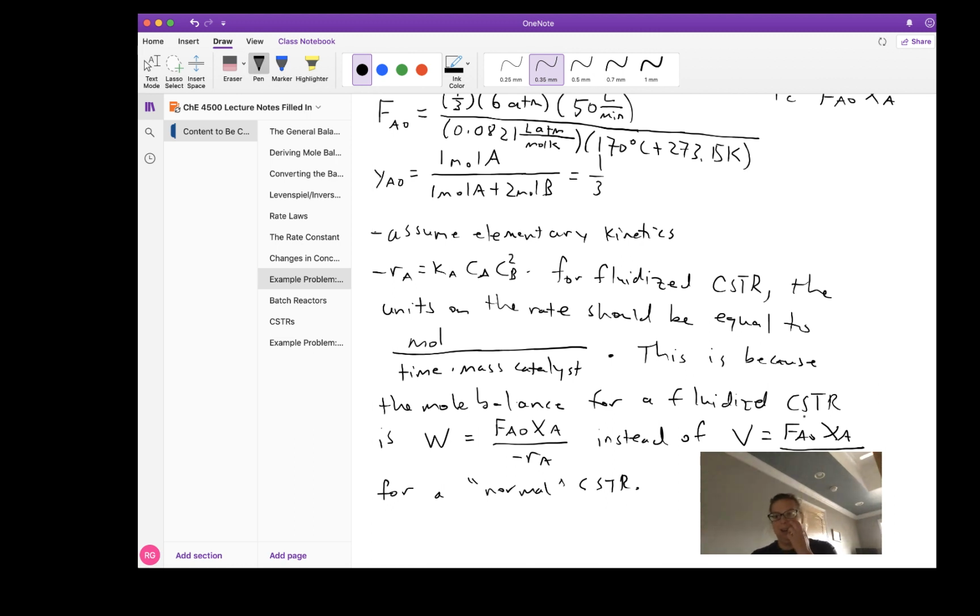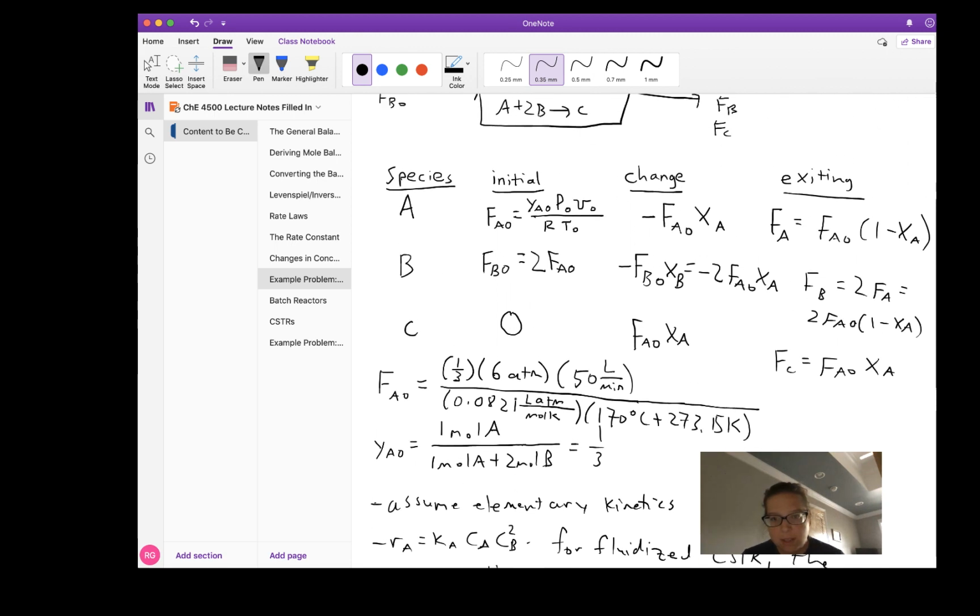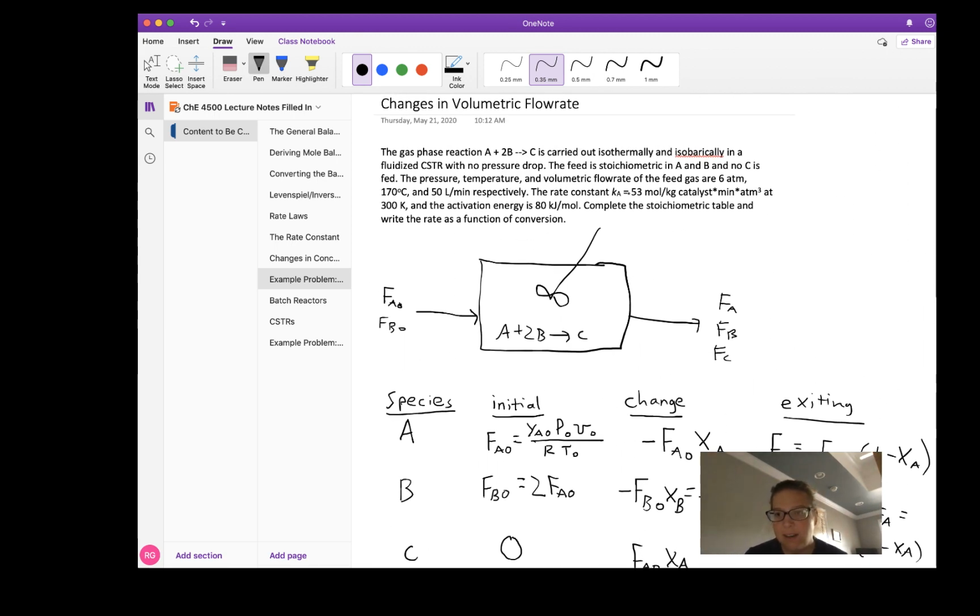So normally in a CSTR, you would be solving for the volume. In a fluidized CSTR, you're solving for the mass of catalyst, which we denote with the letter W. Because of that, the rate in a CSTR should be in moles per time per mass catalyst. So you see that the units on this rate constant set us up well for that. We've already got moles per mass catalyst per time, but now we have this pressure cubed term, where we had written it in terms of concentration cubed. That tells me that this rate expression is going to be written in terms of pressure instead of concentration.